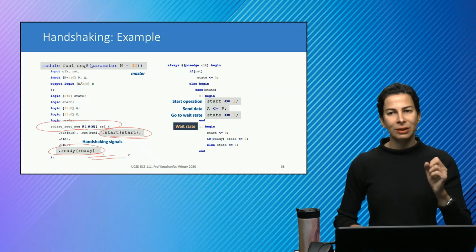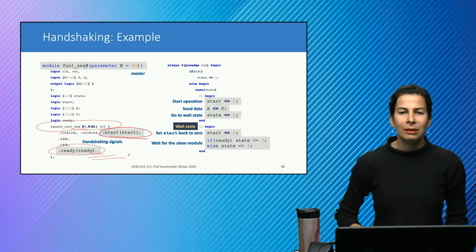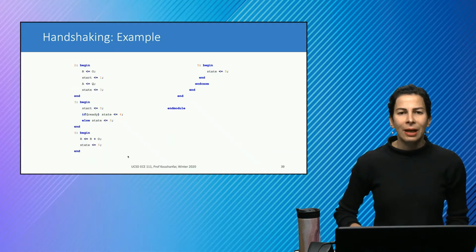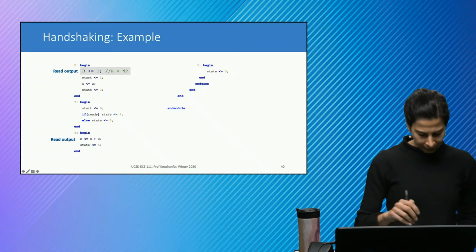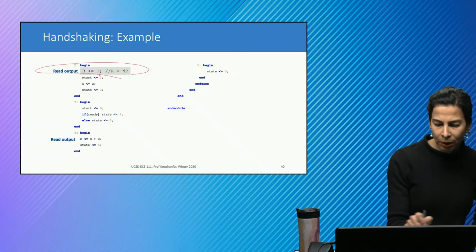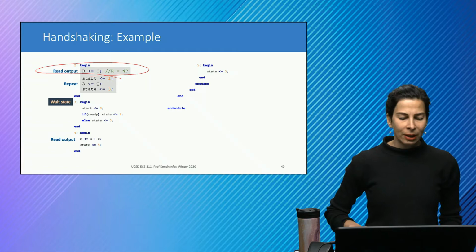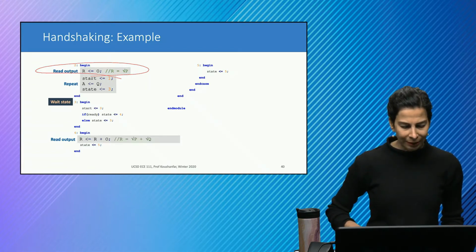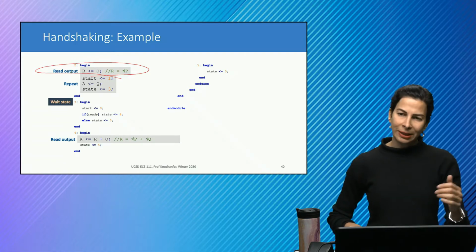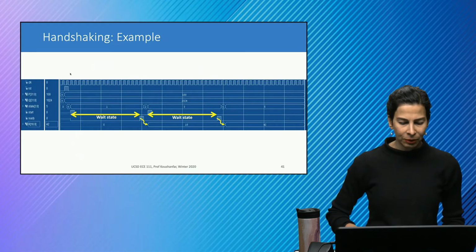And once this ready signal is asserted, we know that the value of the output is ready. And then at that point, we are going to read the output as it is shown here. And then we are going to repeat the same procedure, going to that wait state. And once the module is done, we know that we've computed this task twice, and then we are going to do this.